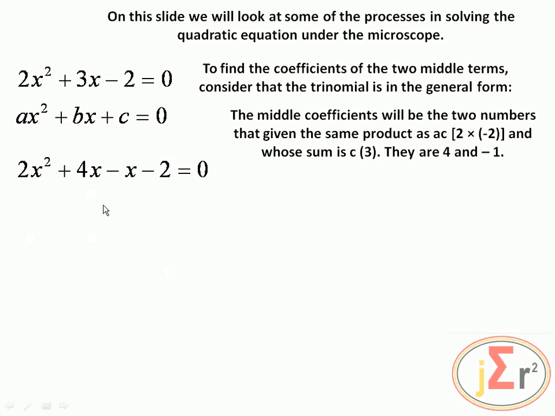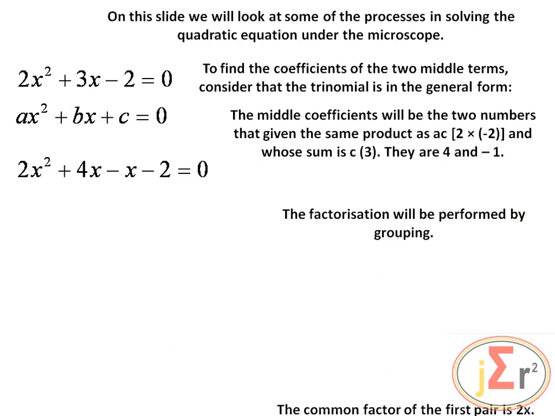A positive 4 and a negative 1. Those will replace this single middle term. So we have 2x squared plus 4x minus x minus 2 is equal to 0. The factorization will be performed by grouping.